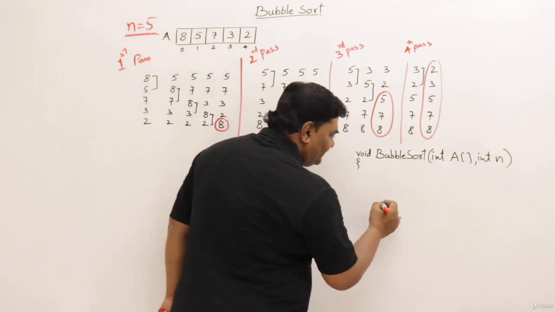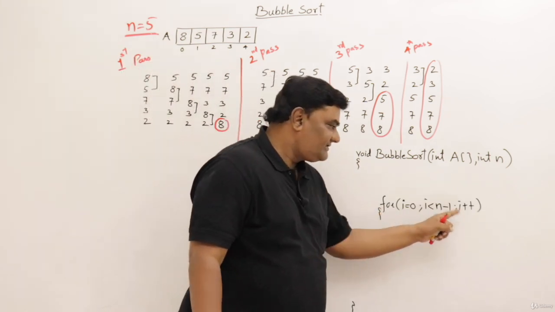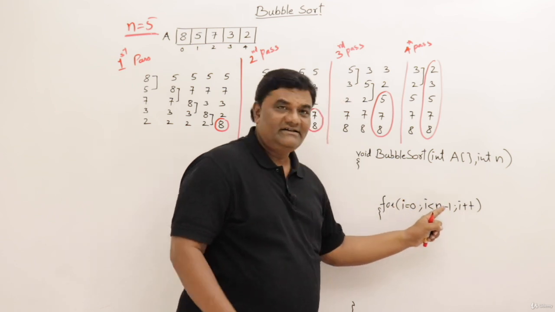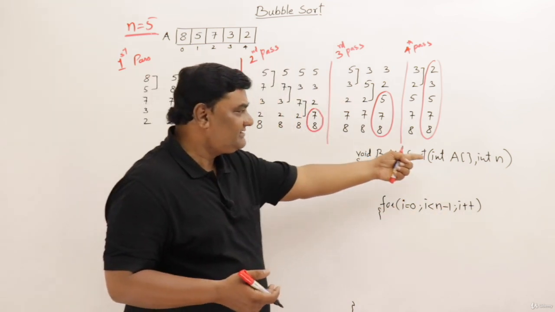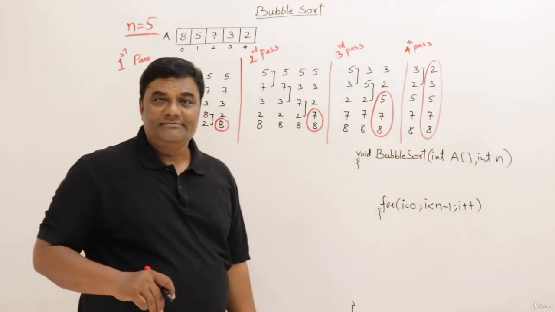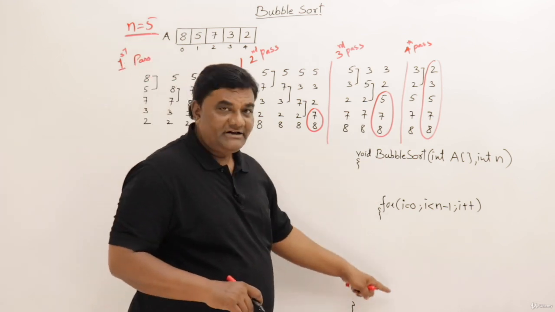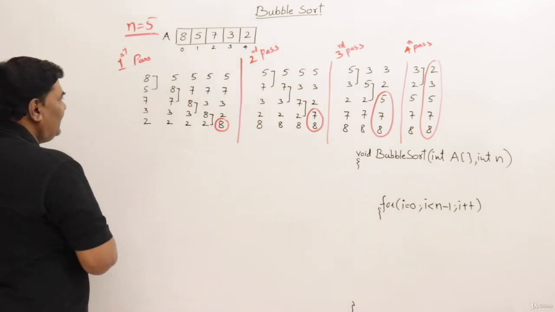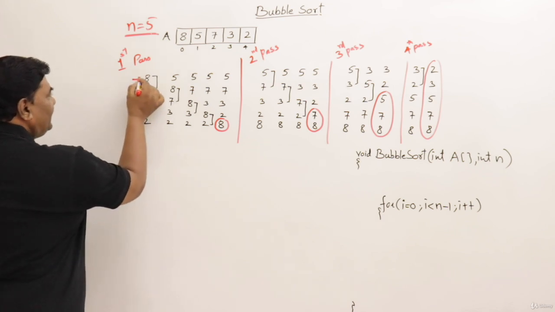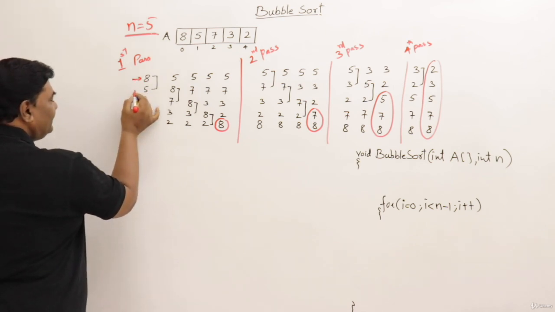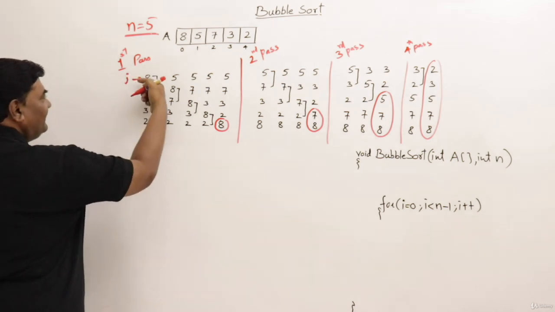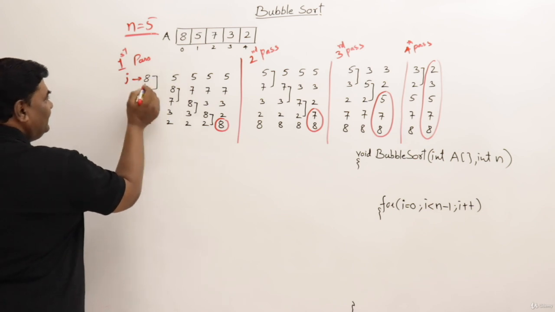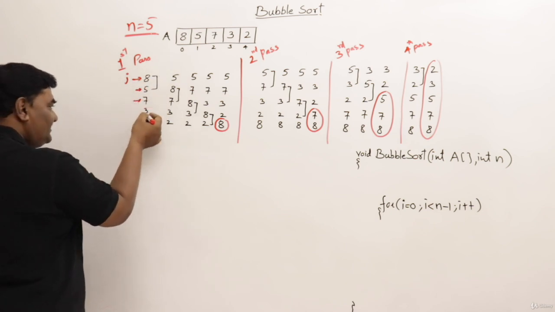So I will write a for loop directly. This for loop is for passes. For i assign 0, i less than n-1. If there are n elements, then n-1 passes we have to perform. So this will repeat n-1 times. Then in each pass, what do I have to do? I have to compare this element with the next element. So if I say this is j, then compare it with j plus 1. Then again bring j here and j plus 1. Then bring j here, then j plus 1.